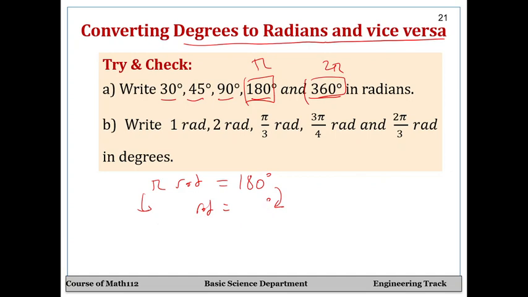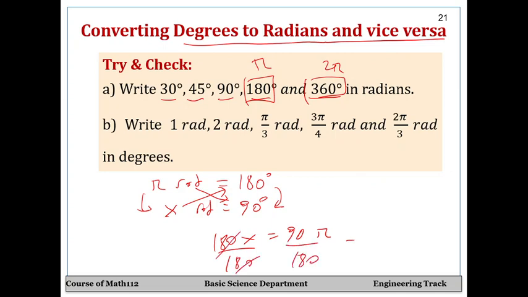And now, if you want to have the 90 here, you can say your x, and then you multiply 180 times x is equal to 90 pi, and divide, no, sorry. We want to find x, so we have to divide 90 by 180. So it will be 1 over 2, so it will be pi over 2.